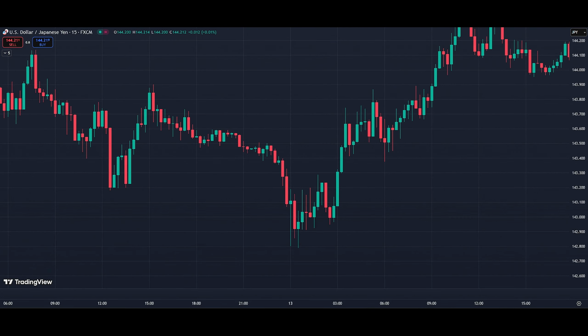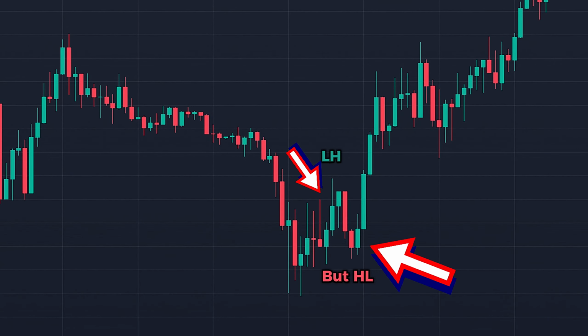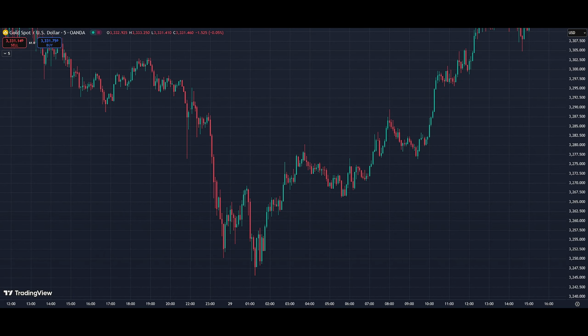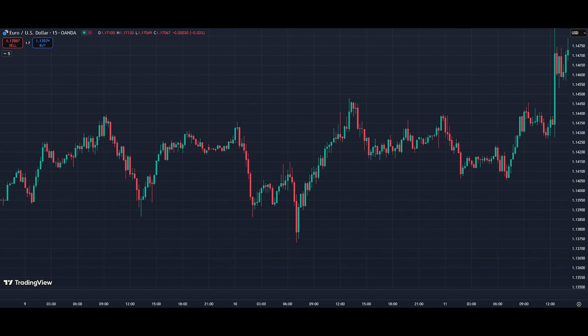A stronger type of change of character is change of character plus, which forms when break of structure fails to reach a lower low or a higher high, immediately going in reverse. Market structure shift, when a trend shifts without immediately reaching new extremes. Equal high or equal low.